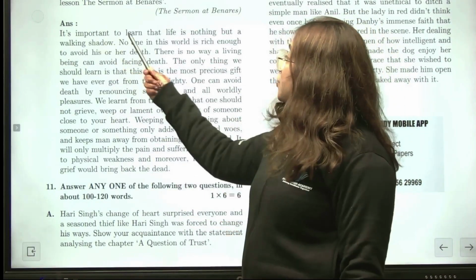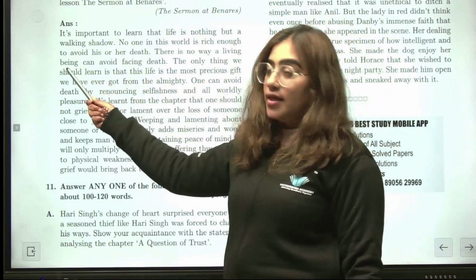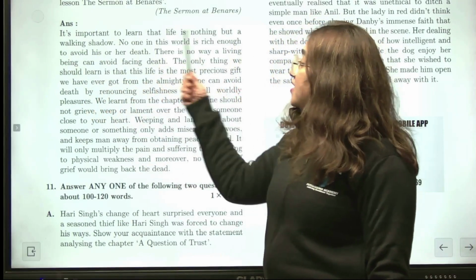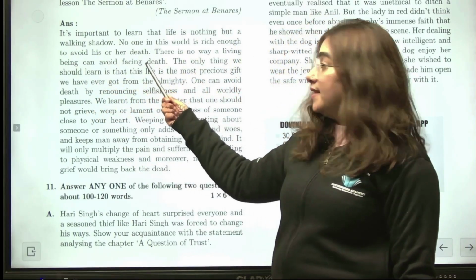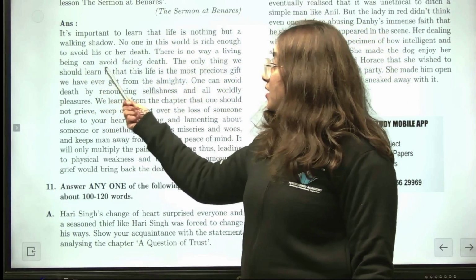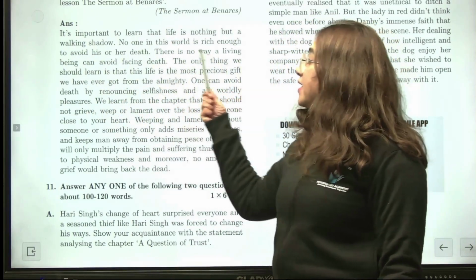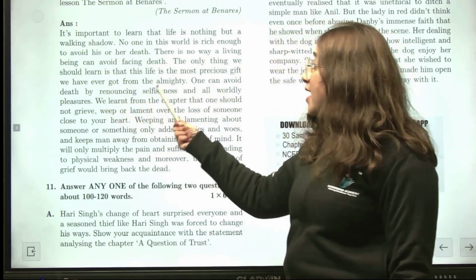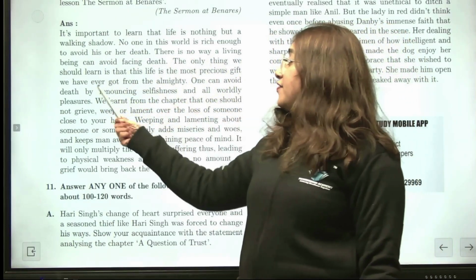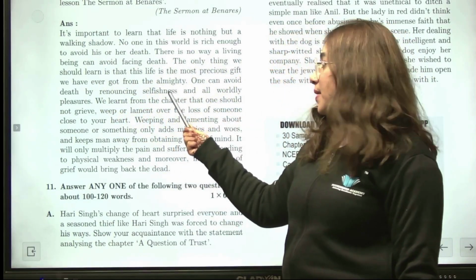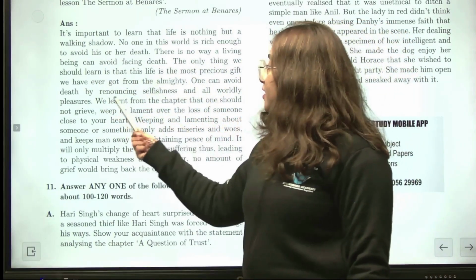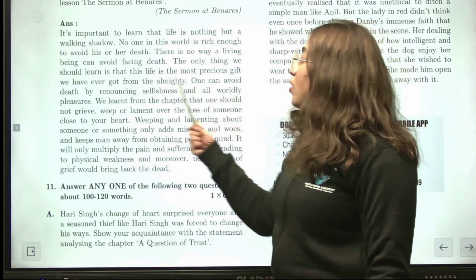So it is important to learn that life is nothing but a walking shadow. No one in this world is rich enough to avoid his or her death. There is no way a living being can avoid facing death. The only thing we should learn is that this life is the most precious gift we have ever got from the Almighty. One can avoid death by renouncing selfishness and all worldly pleasures.